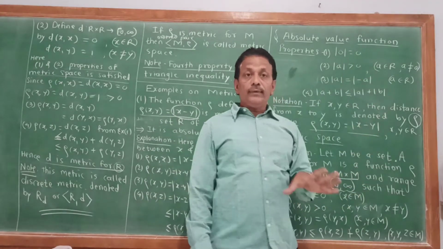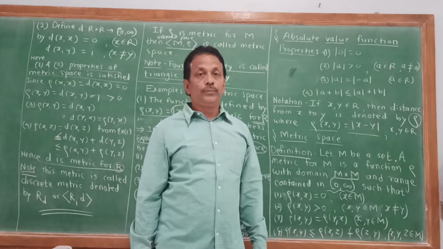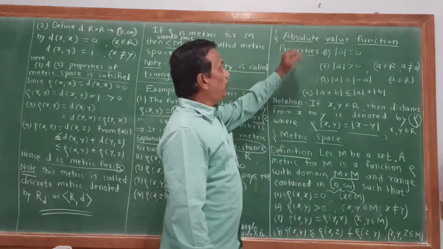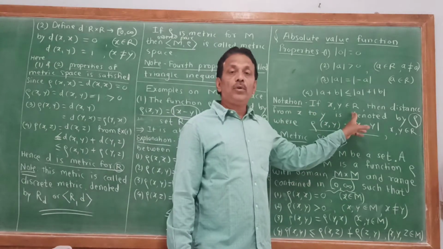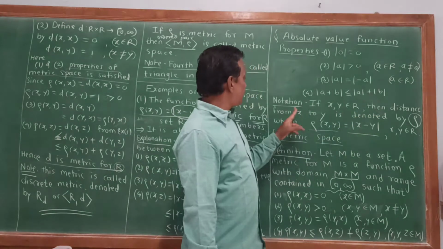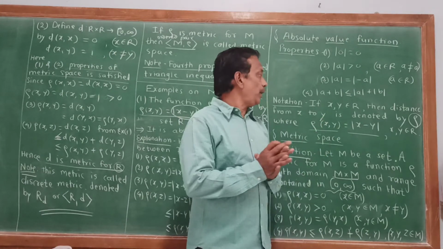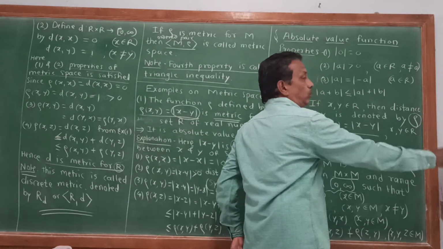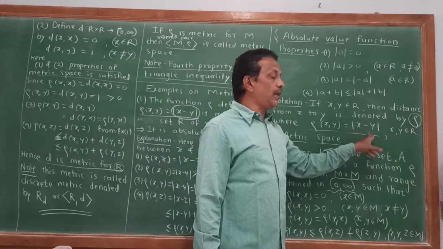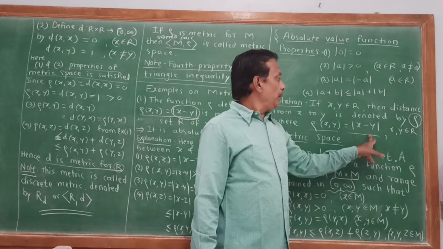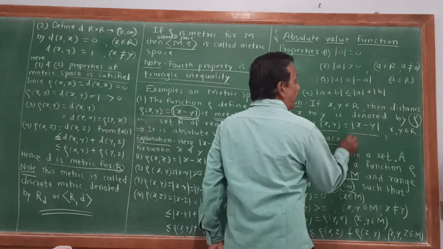Here we consider a belongs to R, set of real numbers, and these are the properties of absolute value function. Notation: if x, y belong to R, then the distance from x to y is denoted by rho, where rho of x y is equal to mod x minus y, where x, y belong to R.